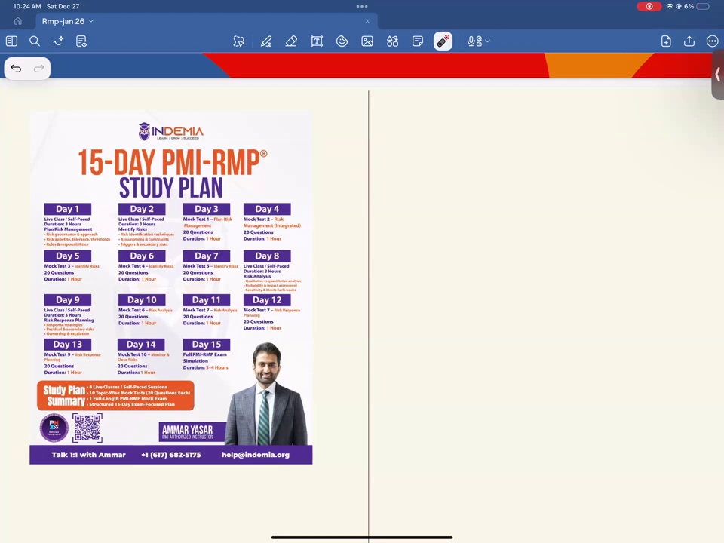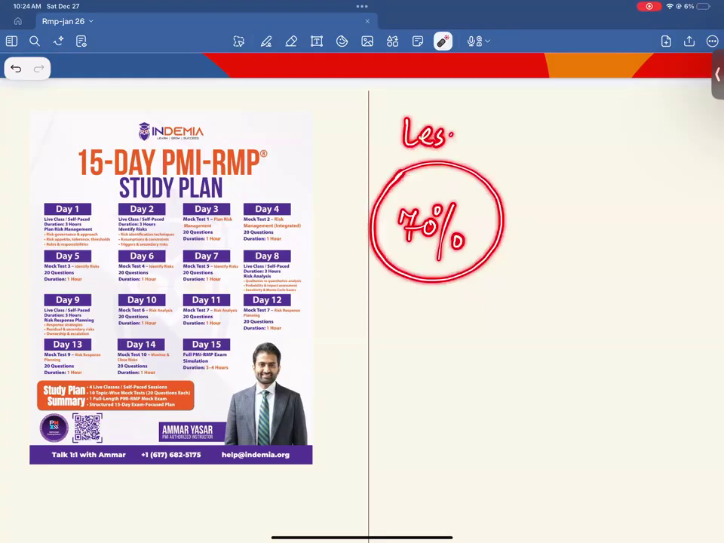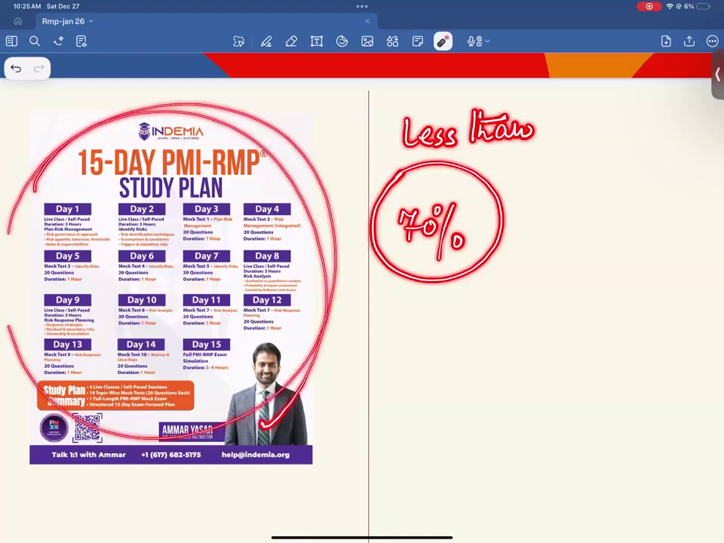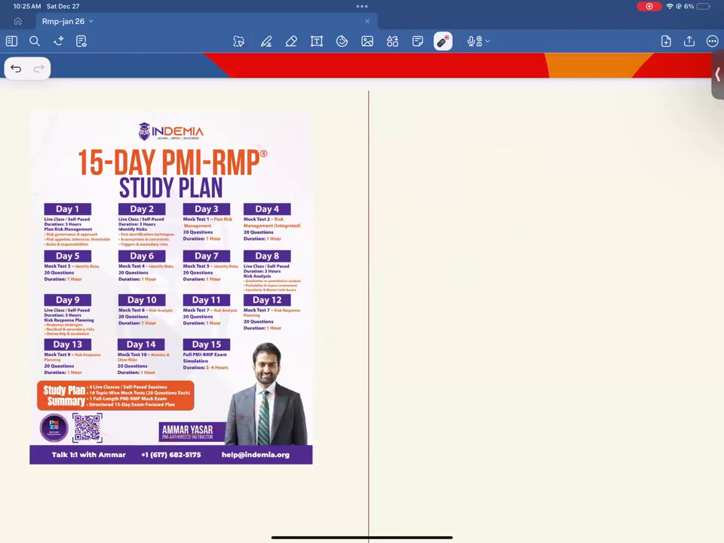Yes, sir. If we feel that we need more mock exams, can we do more? Yeah, absolutely. Let's say if you get less than 70% score, then I'll give you more mock tests. But I hope these are more than enough to prepare and pass the RMP exam. Still, if you need more, I'll provide you with that.